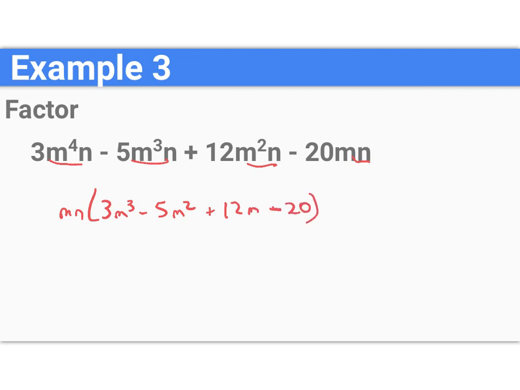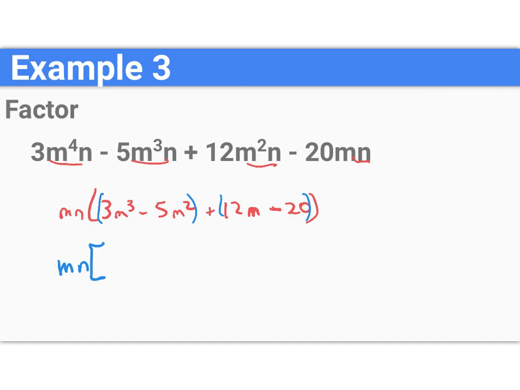All right. Let's see what I can do here. What I'm going to do, like I did in a previous video, is group the first two terms together and the last two terms together and see what I can pull out. So 3 and 5 do not have any common factors, so let's write mn and put a bracket.